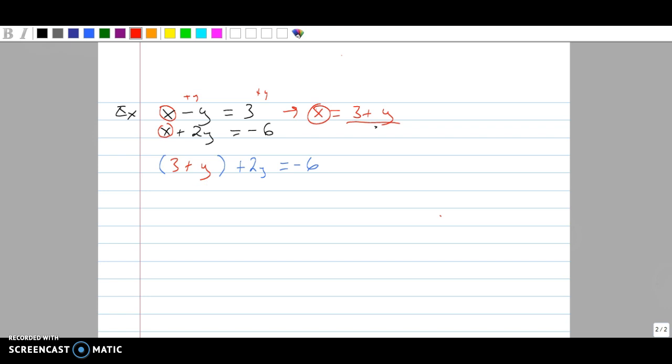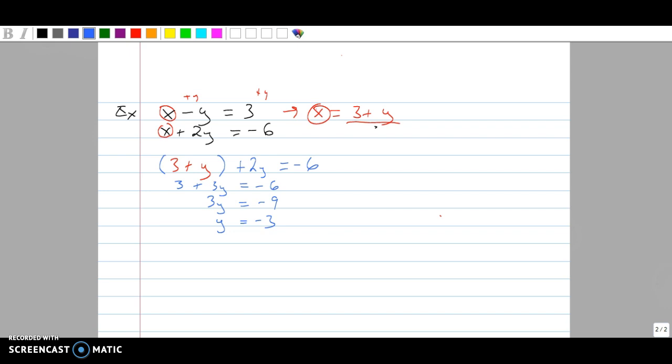Now you combine like terms and solve this. There's nothing to distribute here. I just put parentheses to show you what's going in for x. Then we solve this. We have 3 plus y plus 2y, so 3 plus 3y is equal to negative 6. Subtract 3. 3y is equal to negative 9. What is y? y is equal to negative 3.